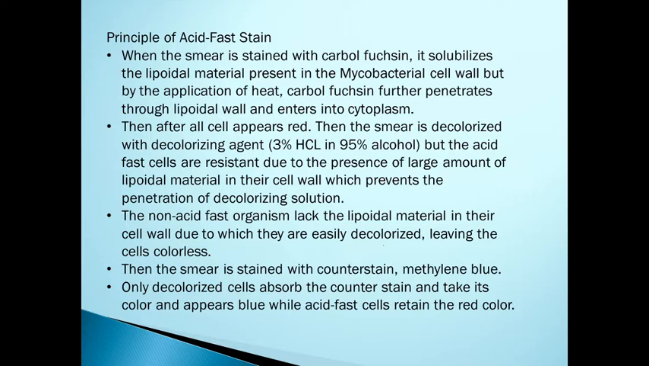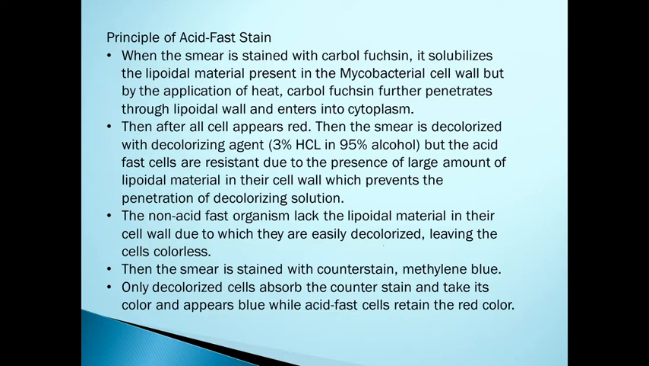In acid-fast staining, first of all, again the regular procedure of our staining: take a clean and grease-free glass slide. Prepare a smear under aseptic conditions, air dry and heat fix. Then the smear is stained with carbol fuchsin. It is the stain which is used. This carbol fuchsin means it is this acid fuchsin which is prepared in phenol, and phenol is called carbolic acid. So that's why the stain is called carbol fuchsin.